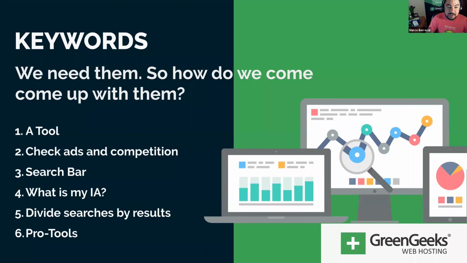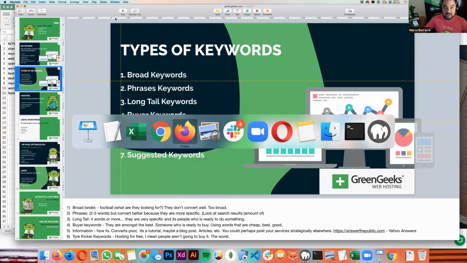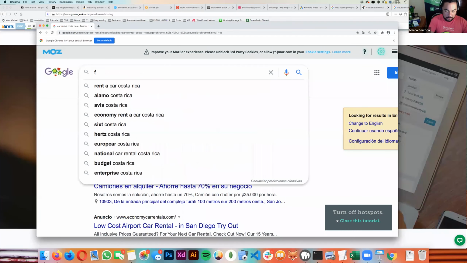My next slide is about types of keywords. There are different types of keywords. The first one is broad keywords. When I say broad, think of a net. It's really, really wide. So let's type in football, okay?